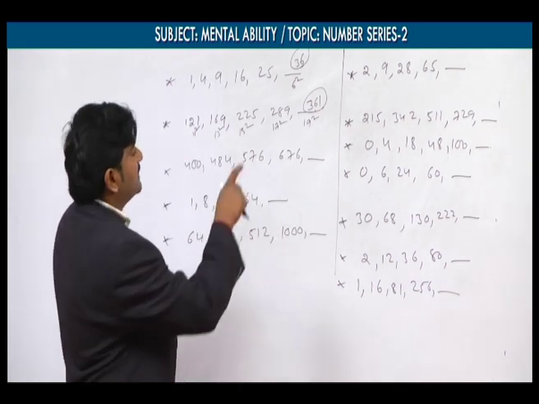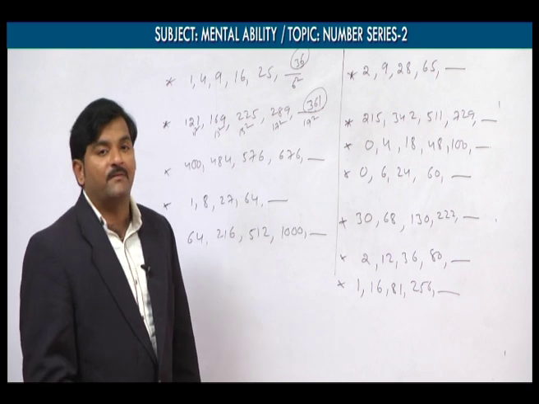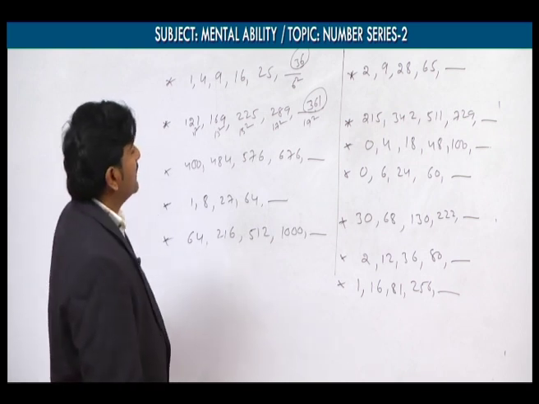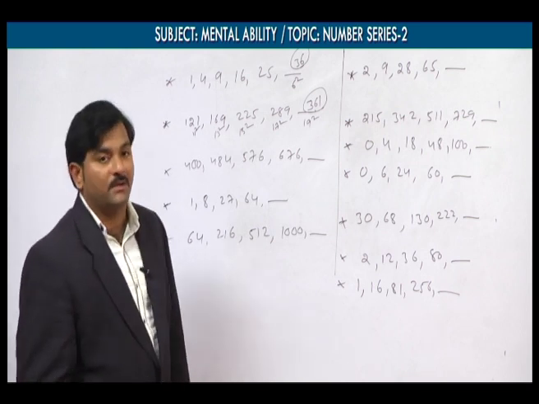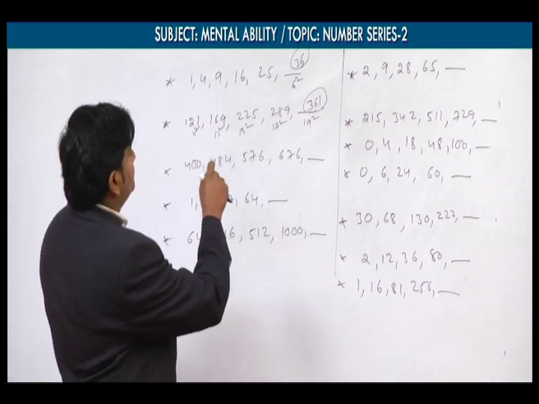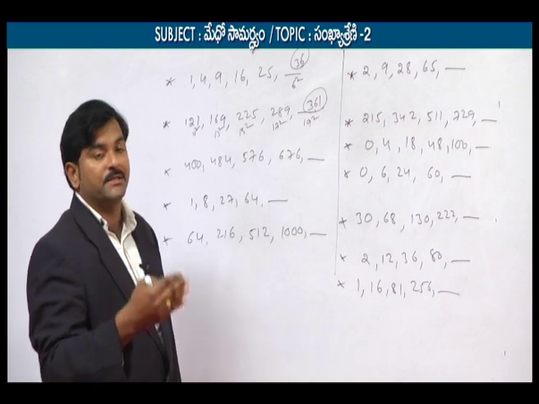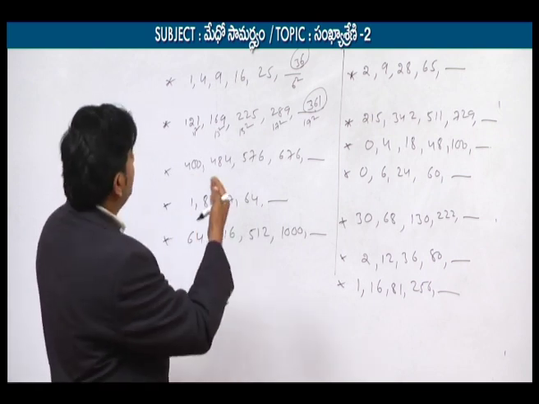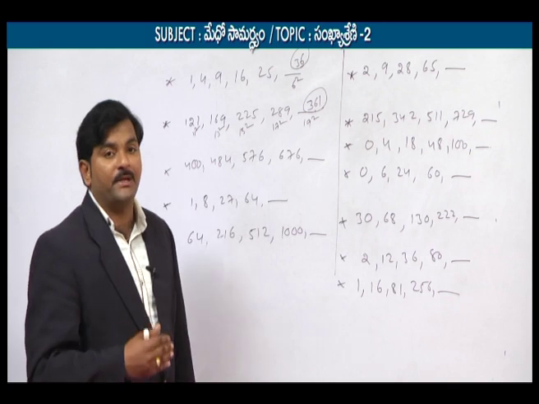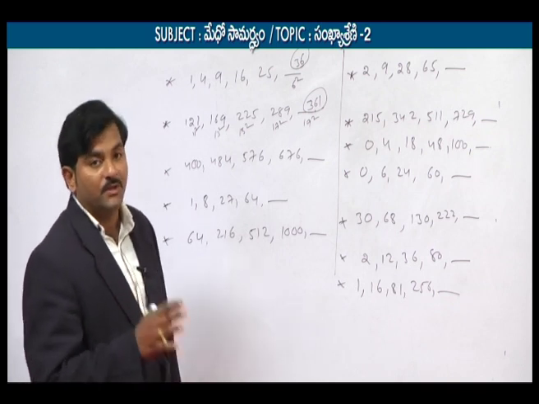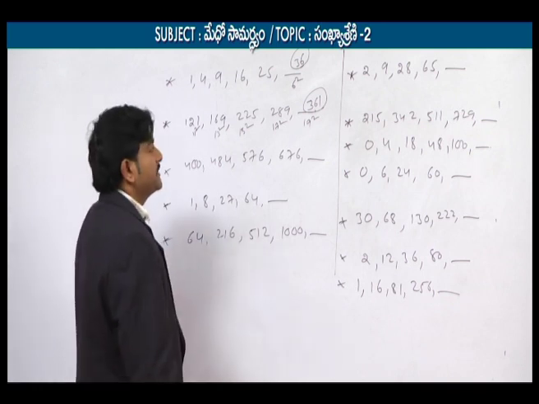From the first and second examples, both are examples of square series only, but in the first question it is continuous squares: 1 square, 2 square, 3 square, 4 square, and so on. Whereas in the second series it is only the squares of odd numbers. You need to focus on these two models.